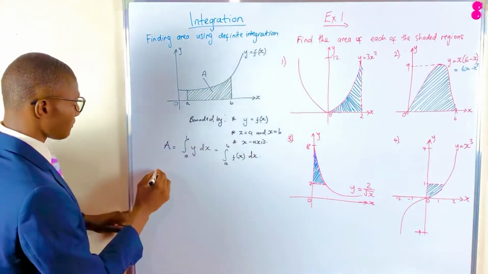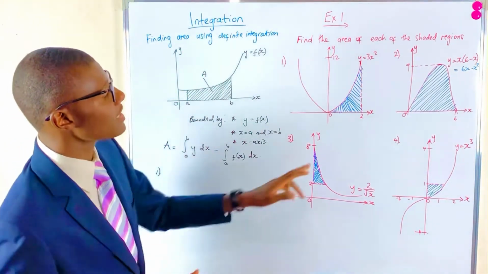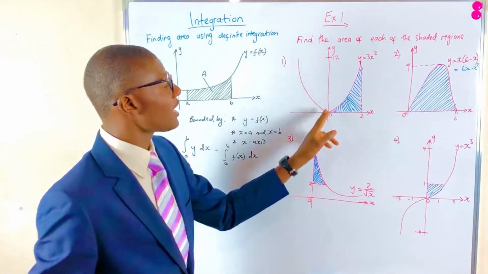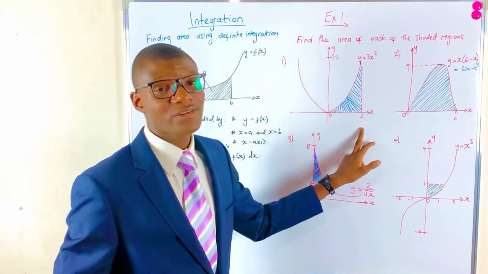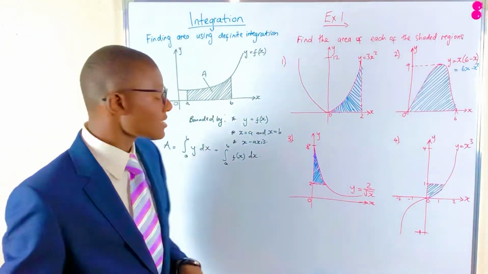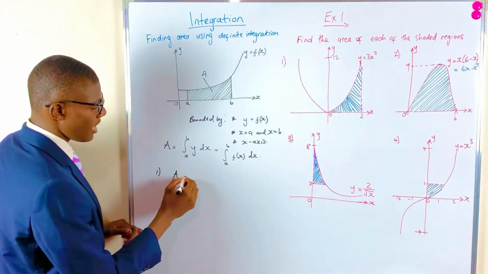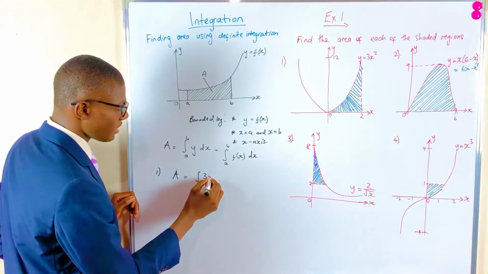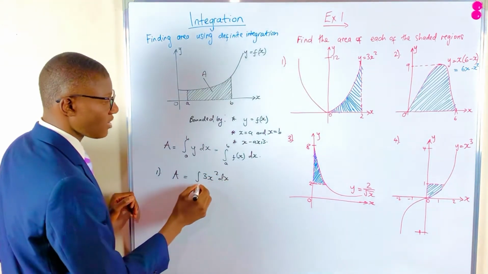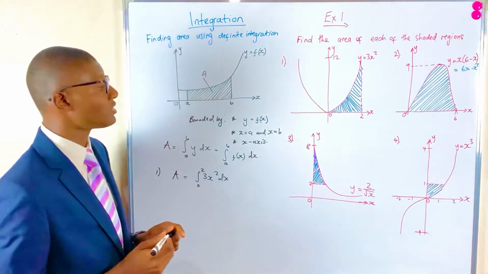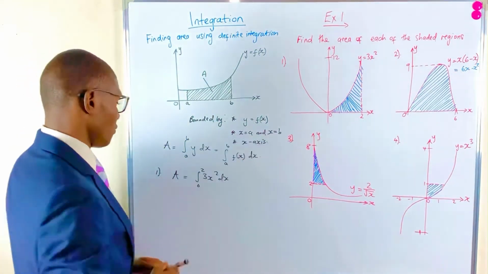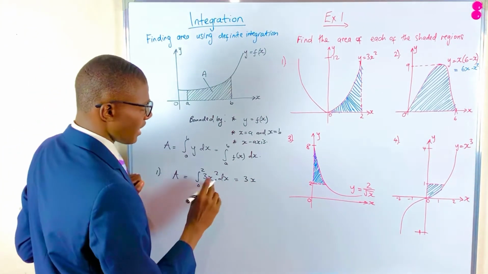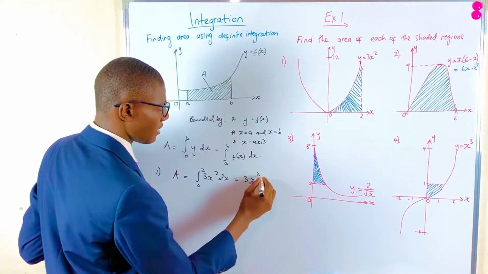So for number one, we see that this shaded region is bounded by the curve y is equal to 3x squared, the lines x is equal to 0 and x is equal to 2, and the x-axis. So we're saying that the shaded region A is given by the integral of y, being 3x squared, with respect to x, from the lower limit 0 to the upper limit 2. And then if we integrate this, we're saying 3 times the integral of x squared, which is x to the power of 3 over 3.